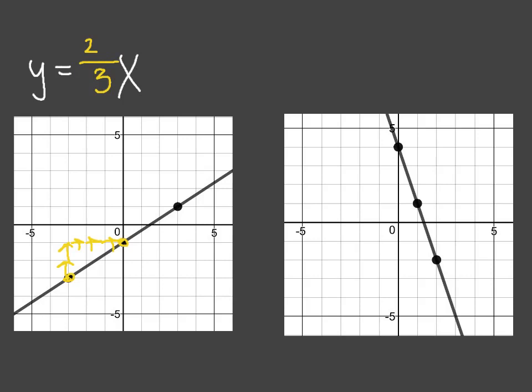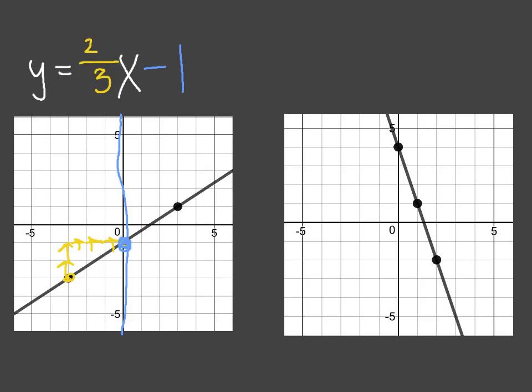So y equals mx plus b. I need my slope, and I also need my y-intercept. So I'm looking at my y-axis, and looking at where my line and my y-axis cross. They cross right here, which is at -1. So my y-intercept is -1.